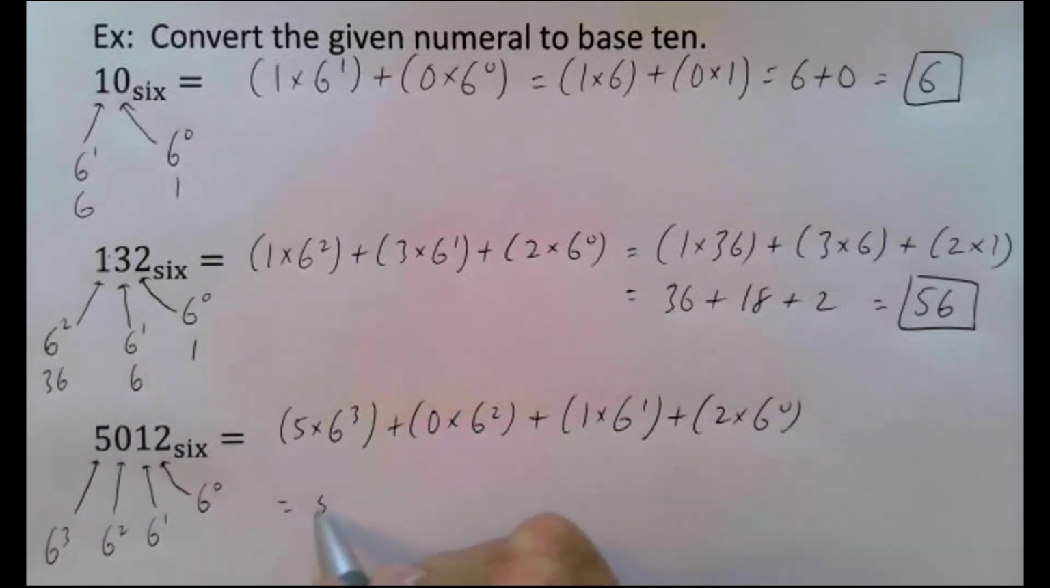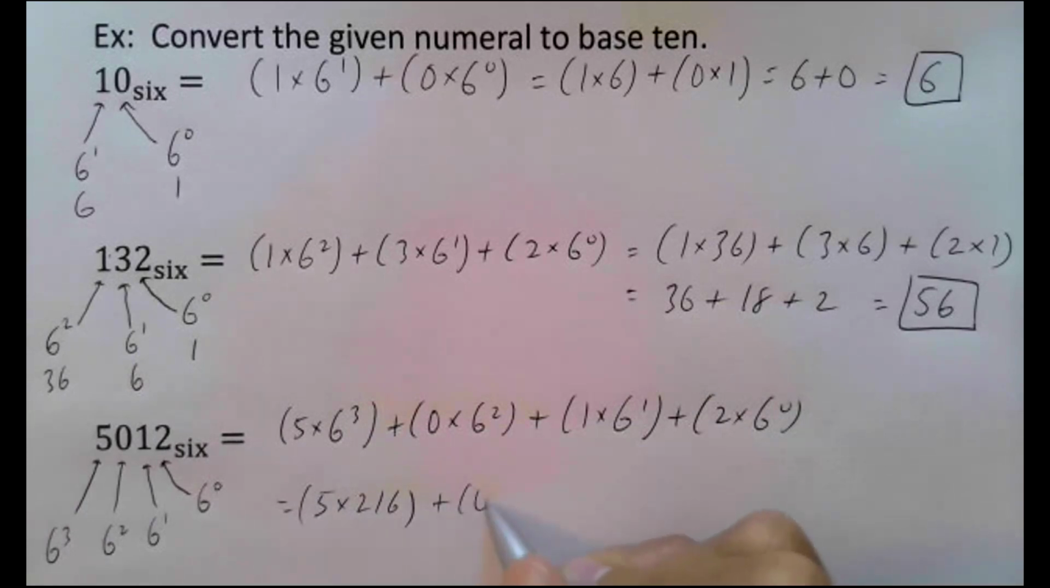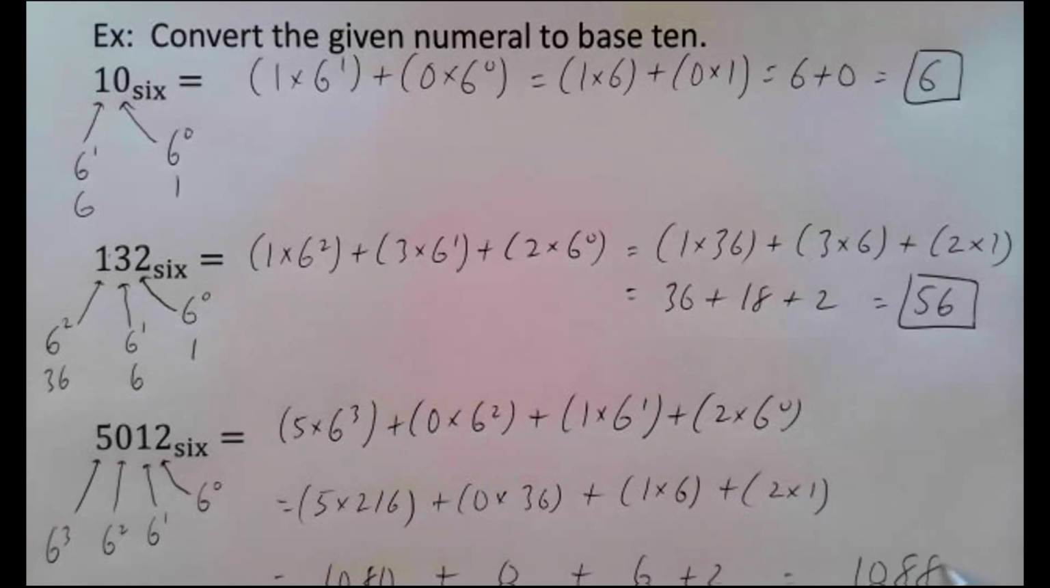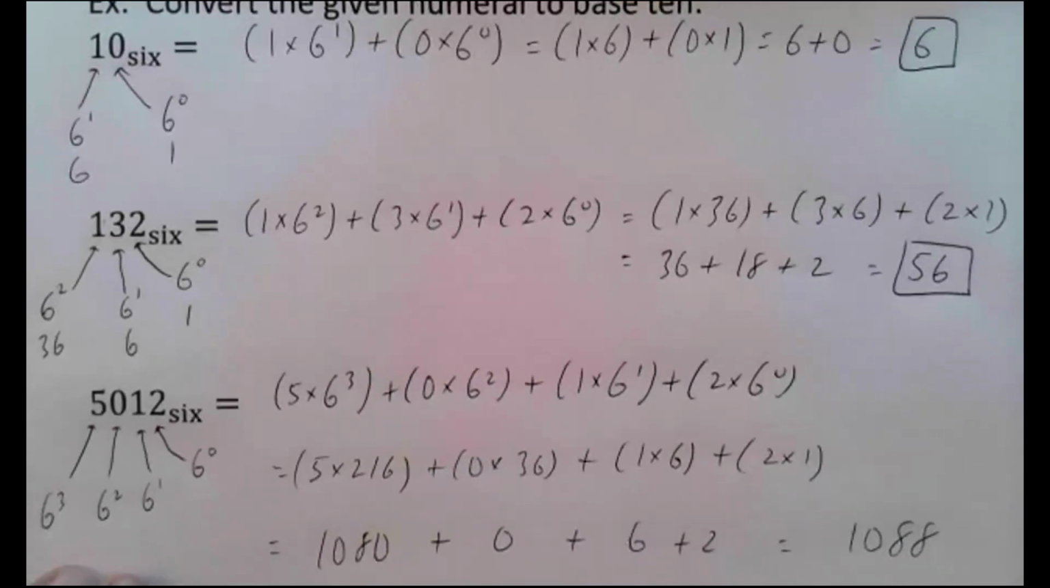That means I have 5 sets of 216. I have 0 sets of 36, 1 set of 6, and 2 sets of 1. Go ahead and do the math. 5 times 216 is 1080. Plus 0, 6, 2, 1088 should be the final answer here.